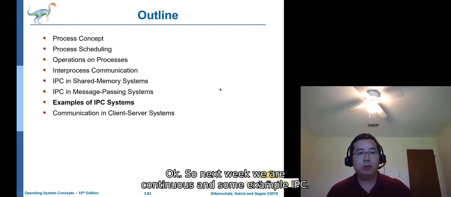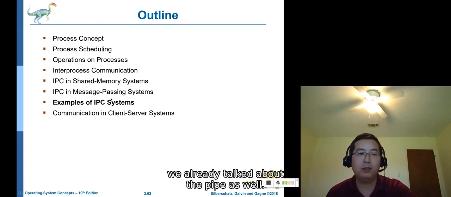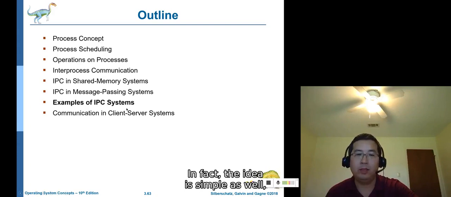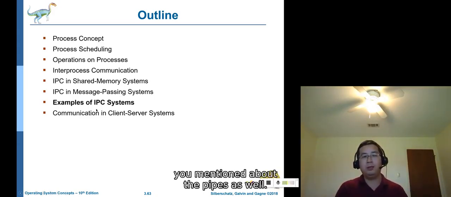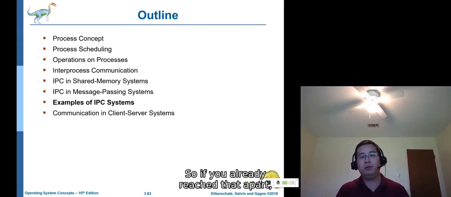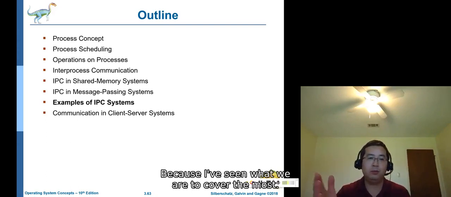So next week we'll continue with some example IPC. I only want to mention this one. In this section we already talked about the pipe as well. In fact, the idea is simple, since we already talked about message passing. This is just like message passing, implemented in Linux. In your programming assignment 1, it mentions pipes as well. If you have reached that coding part, you can have a look in advance.